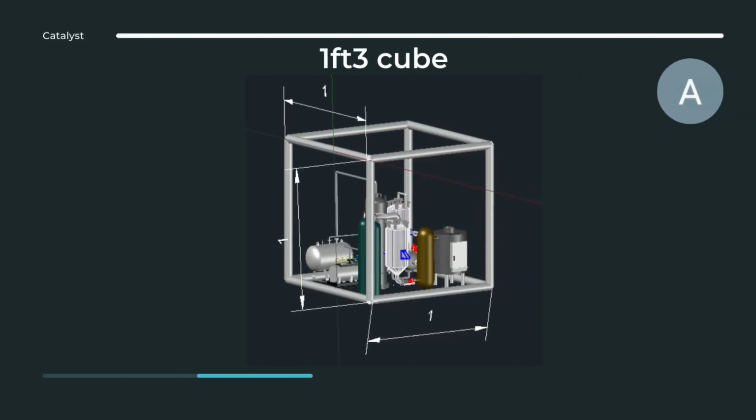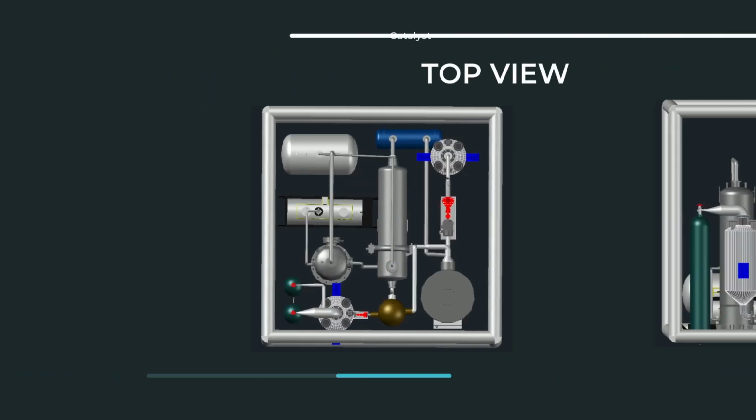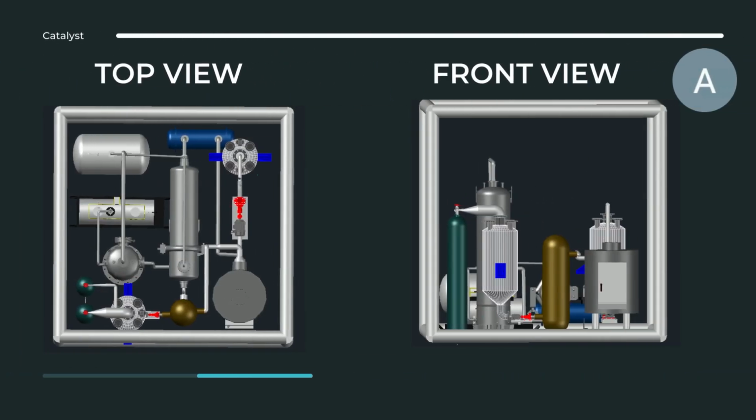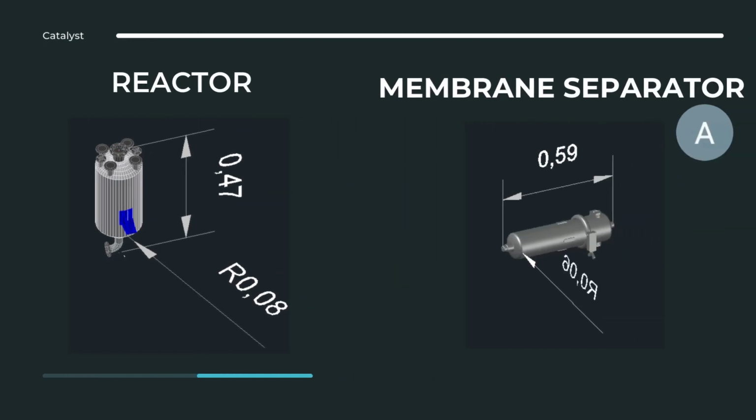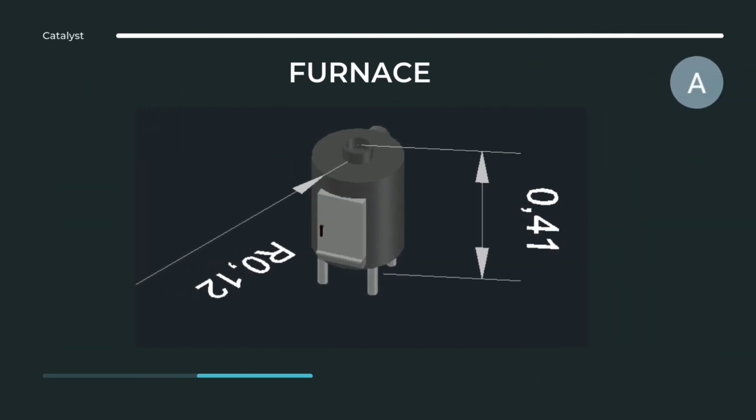So this is the detailed dimension of our cube, which is 1 foot in length, 1 foot in height, and 1 foot in width. This is the top and front view of our 3D mini plant. This is the detailed dimension for the reactor and membrane separator. And this is the dimension for the furnace.